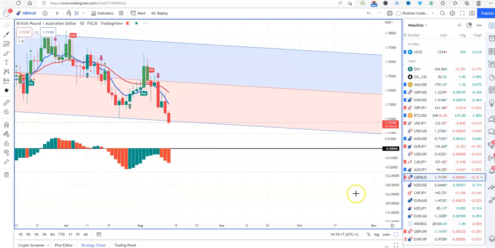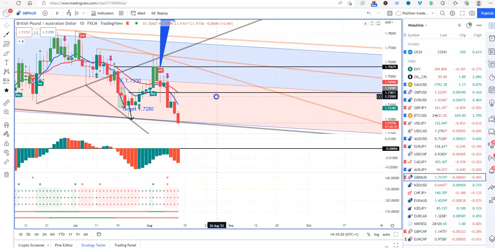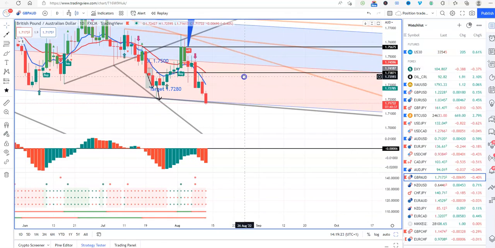Pound Aussie. Similar reason, really. This is continuing down, but notice this support line here. So at this moment in time, it's not ready. We may have to wait for this to come back up before it goes down. So I'm going to switch that one off.